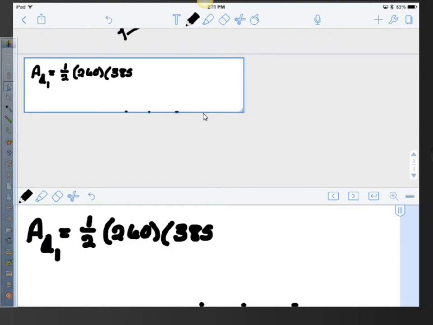Okay, we've got enough to find the area of triangle 1 right now. But what we don't have enough for is to find the area of triangle 2. Well, let's go up and look at triangle 2 and ask what we know about triangle 2.